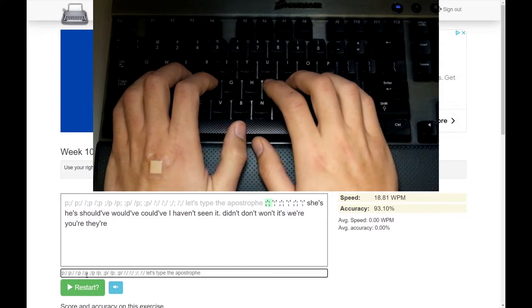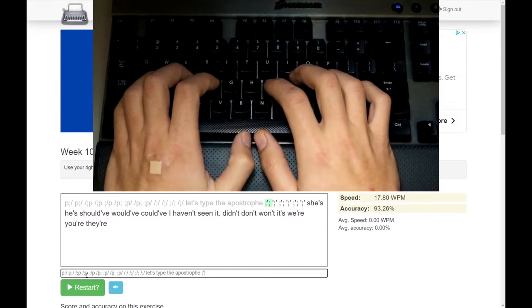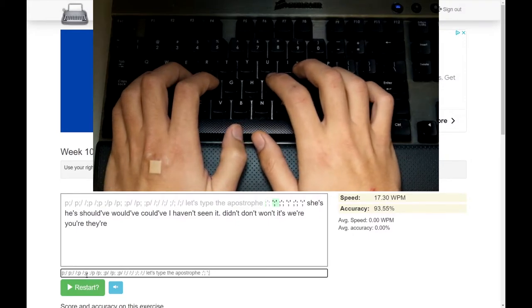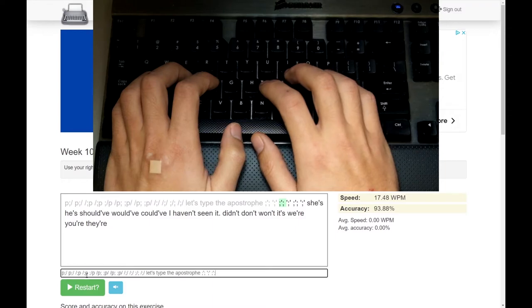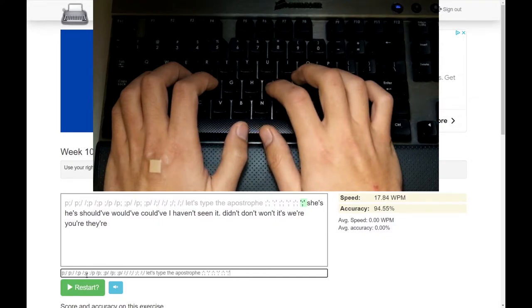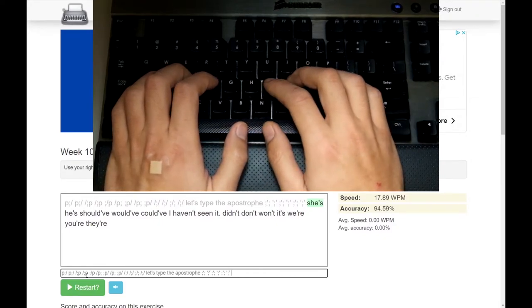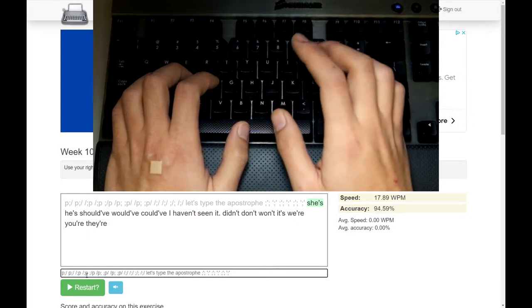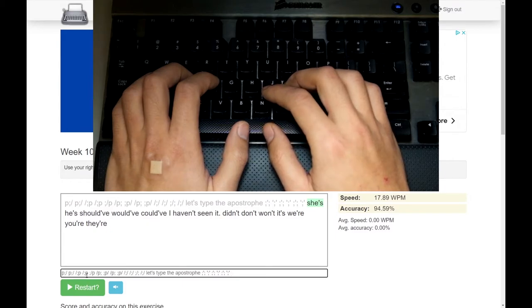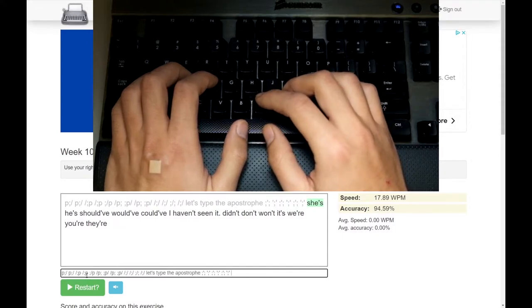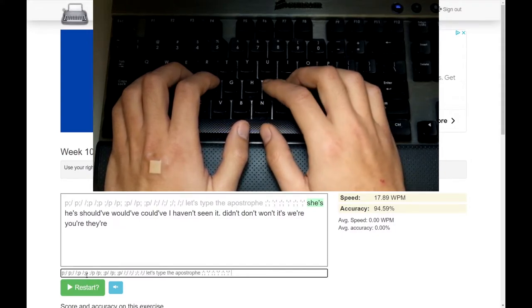Okay, so let's practice the apostrophe here with semicolon, apostrophe, semicolon, apostrophe, semicolon, apostrophe, just to practice that movement. Okay, so apostrophes are used in compound words like she's, he's, should've, would've, could've. So let's practice some of these words.